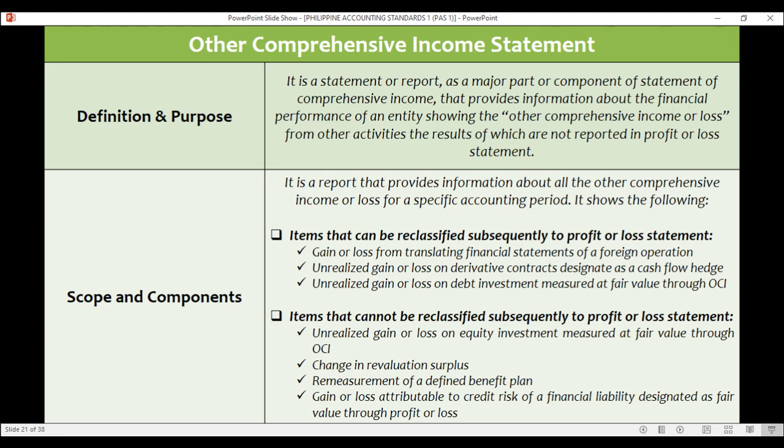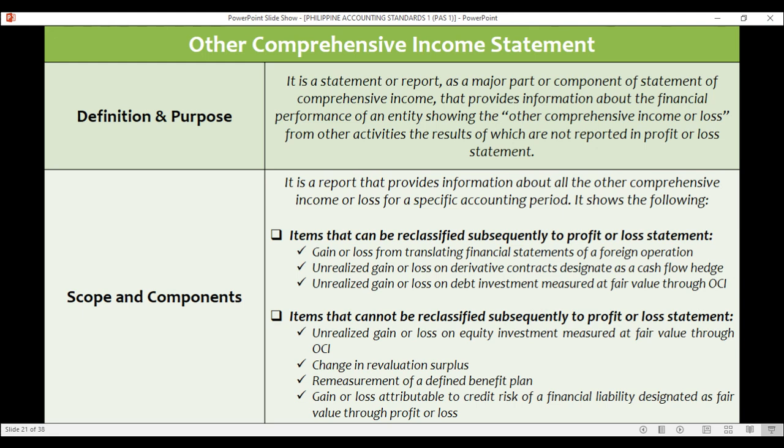Other comprehensive income statement, definition and purpose. It is a statement or report as a major component of the statement of comprehensive income that provides information about the financial performance of an entity, showing the other comprehensive income or loss from other activities, the results of which are not reported in the profit or loss statement, meaning all the items that are not applicable to be presented in the profit or loss statement are presented in the other comprehensive income statement. The components presented in the other comprehensive income statement are at least two: the items that can be reclassified subsequently to profit or loss, and those that are not reclassified subsequently to profit or loss.